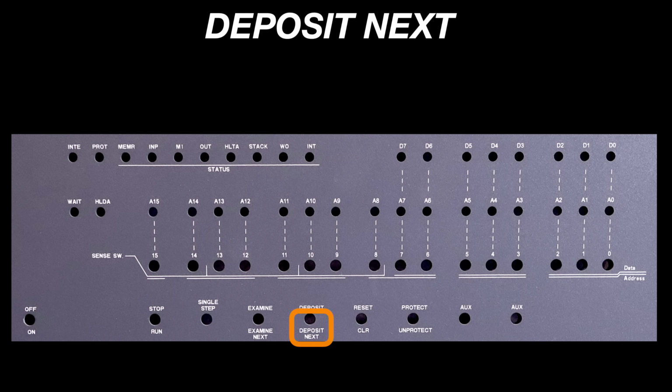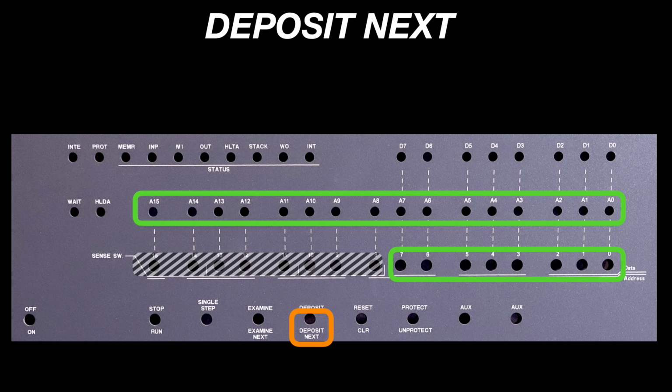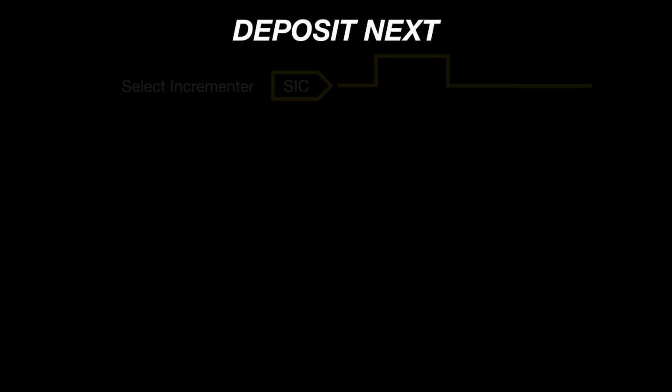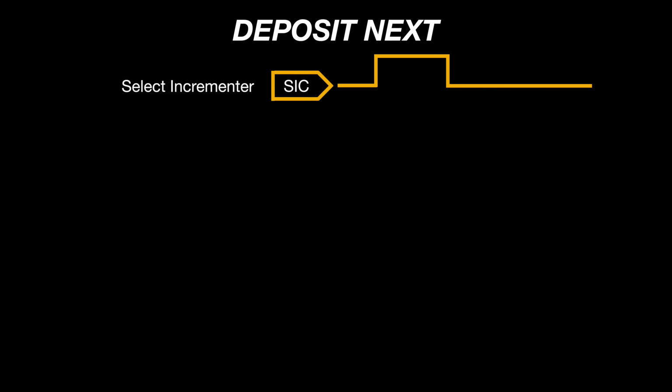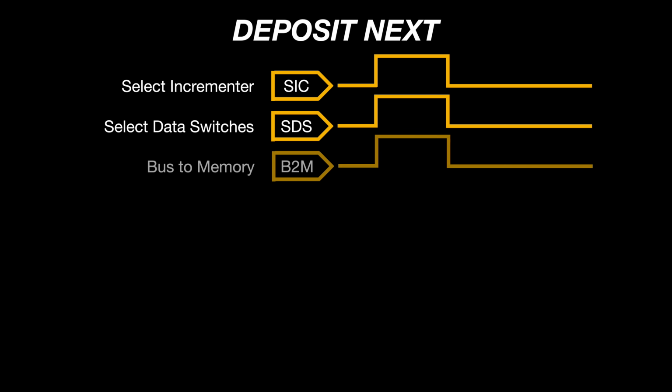And finally, we have the deposit next function, which takes the current data switch's value, advances the current program counter address by one, and then writes that data value to that new address. And this one wins the award for most control signals needed by first selecting the incrementer, data switches, and then gating that data value to the memory card.